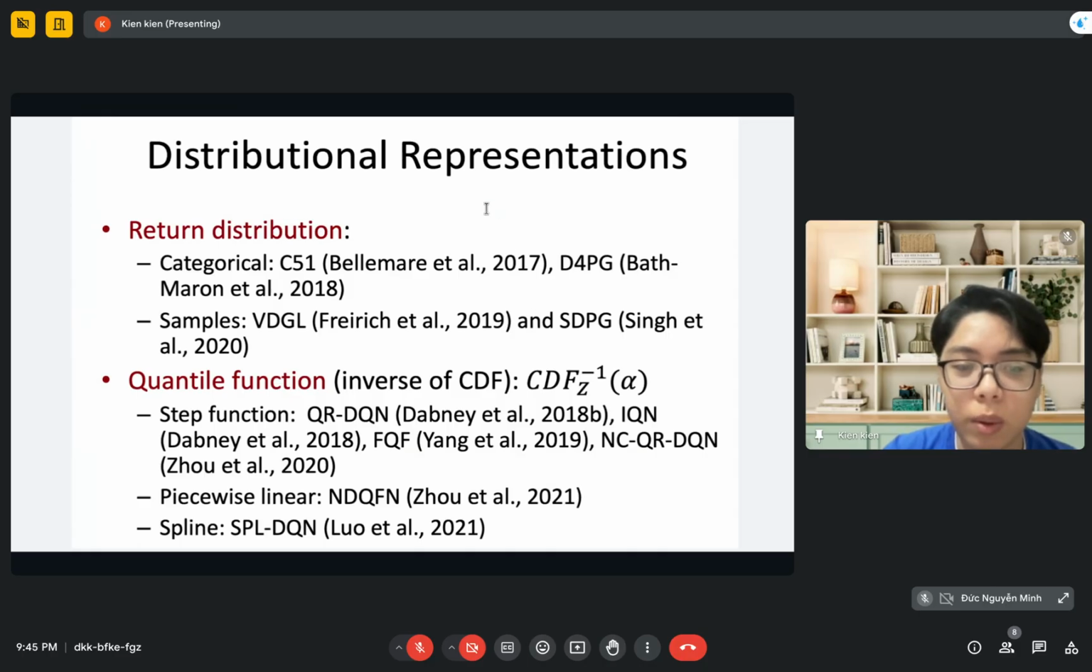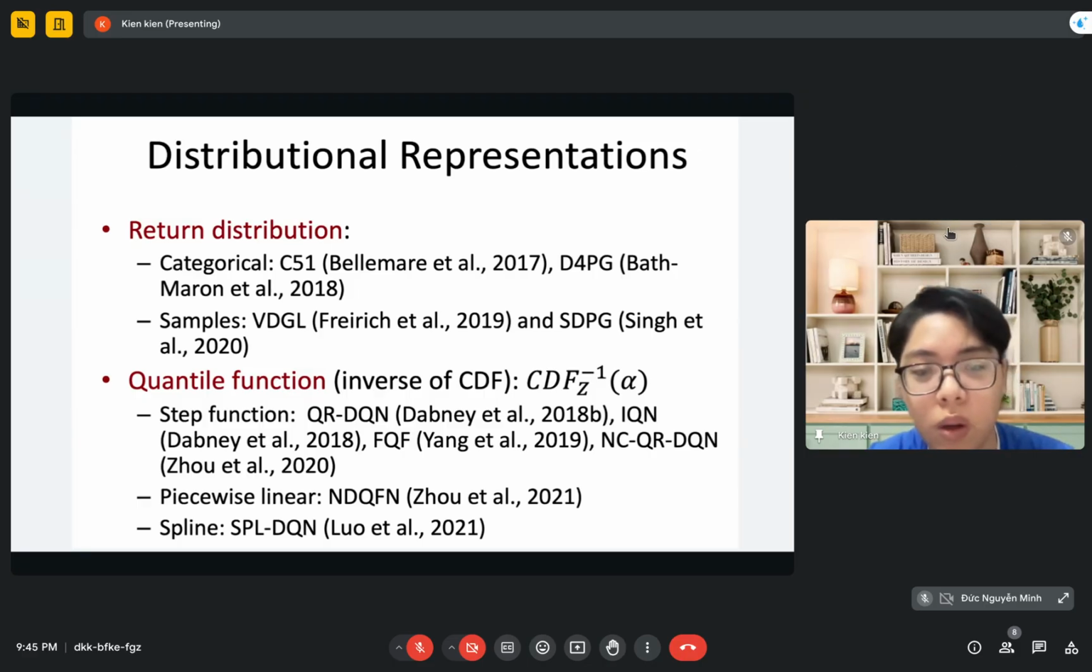So this approach tends to be much clearer than the approach where we discretize all the distribution. But this quantile function has another advantage: instead of using regular regression, the quantile function can use quantile regression, which is a straightforward approach for the quantile function approach of distributional reinforcement learning.